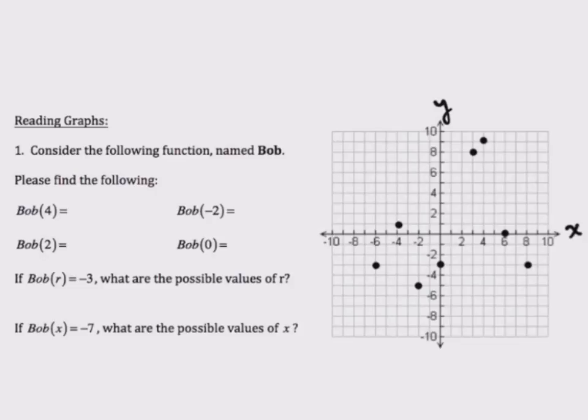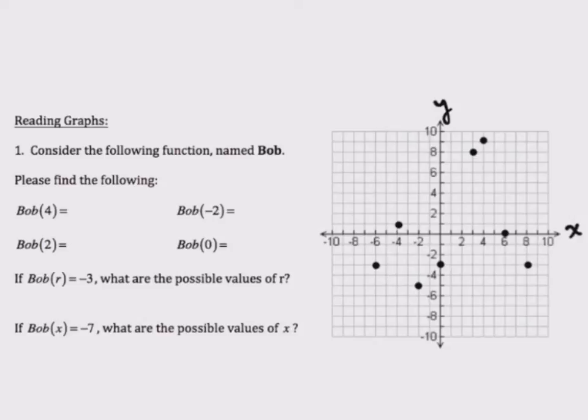Alright, now that we've had some practice making graphs, let's try reading some graphs. So here on the axes, we got a function named Bob, and we've got some input-output combinations represented graphically. So what we need to do is find Bob of 4, Bob of -2, Bob of 2, and Bob of 0. For each of these, that means please find the output to this function when the input is 4, -2, 2, or 0.